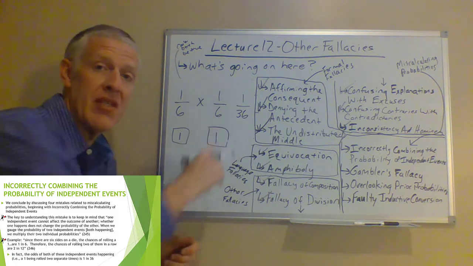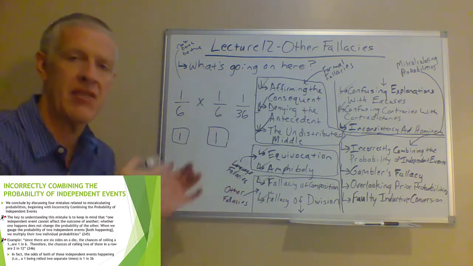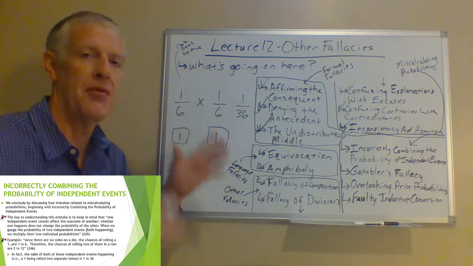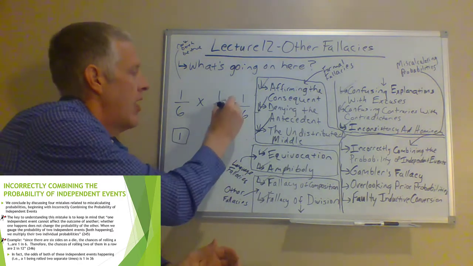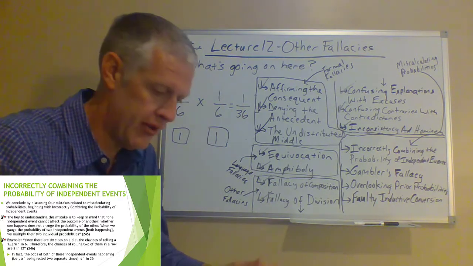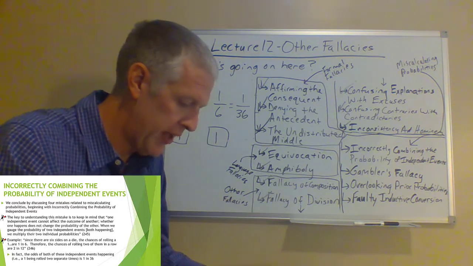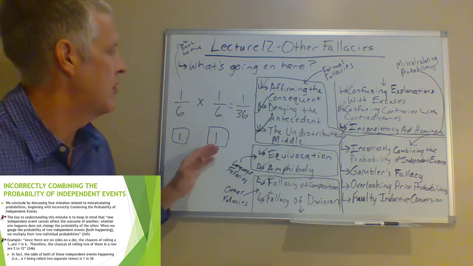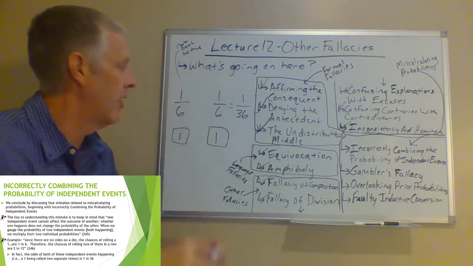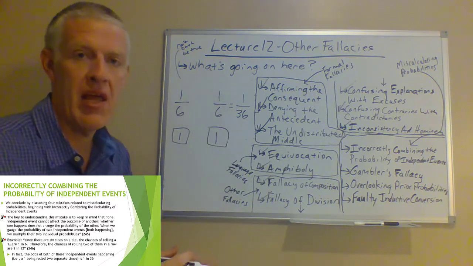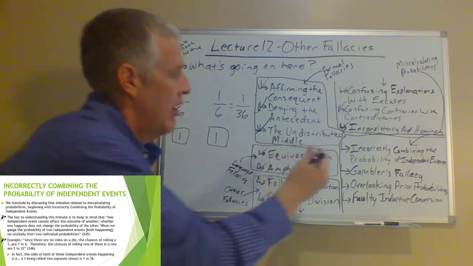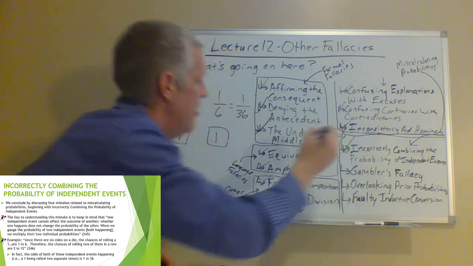No, it's 1/36. It's actually far less likely than any of those other numbers or faulty solutions would have suggested, right? If you screw up and incorrectly add these instead of multiplying the probabilities, then you're going to end up with incorrect math, which is a mistake, right? And mistaken reasoning. So again, that was incorrectly combining the probability of independent events.